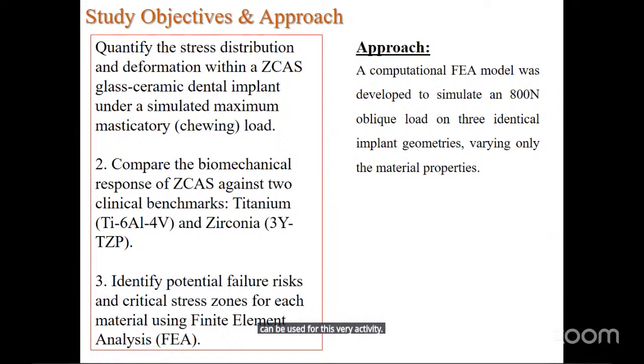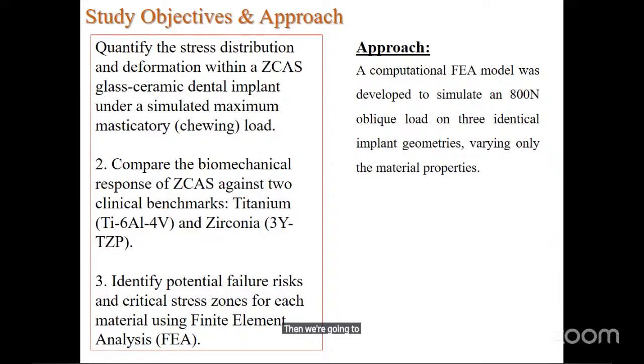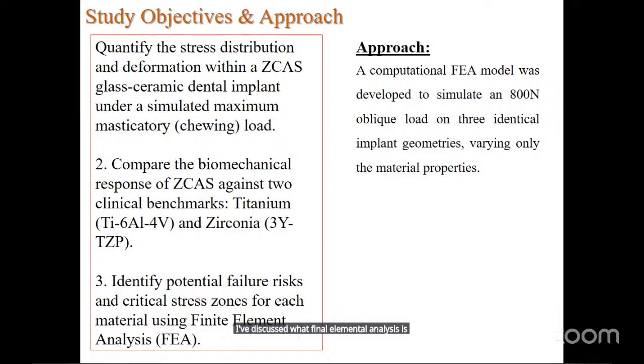Then we are going to discuss the comparison between zirconium and titanium. Based on our simulated results, we are going to identify possible failure risks and critical stress zones for each material using finite element analysis. I've discussed what finite element analysis is. This approach is a computational model that will simulate 800 Newton of chewing force.